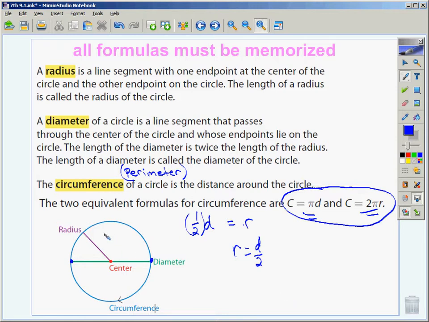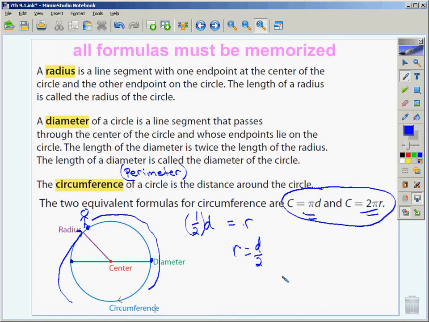And remember, circumference would be, if I were going to pick a point on this circle, and I were going to start walking all the way around, circumference is how far I walked from point A all the way back around to point A. All the way around the outside of that circle. Circumference equals 2 times pi times the radius. Questions about the two formulas that are there?